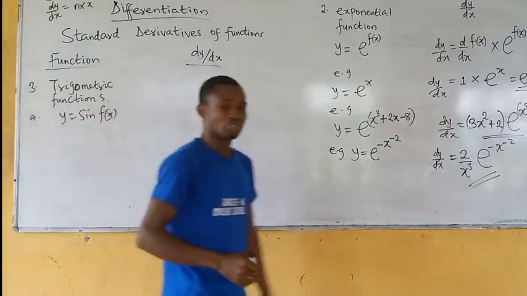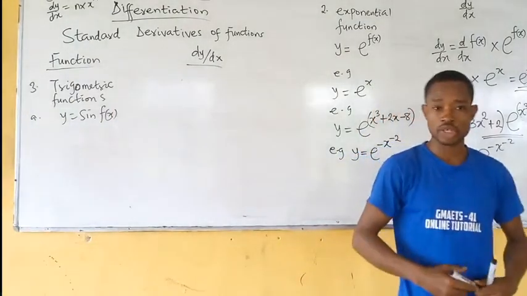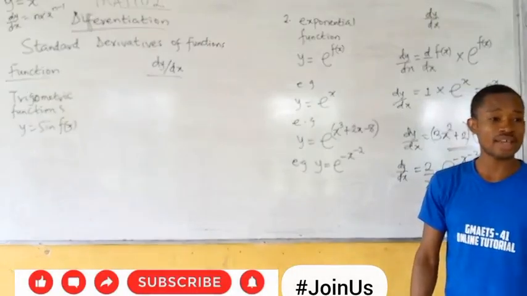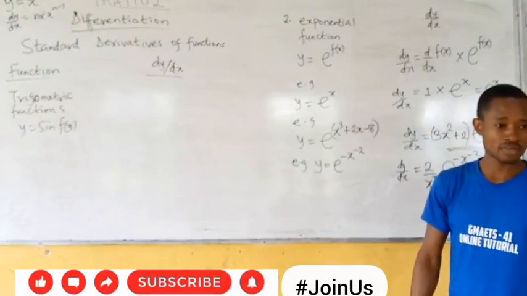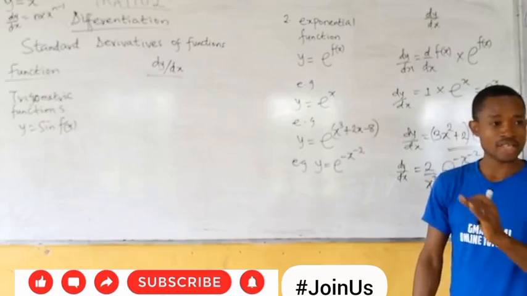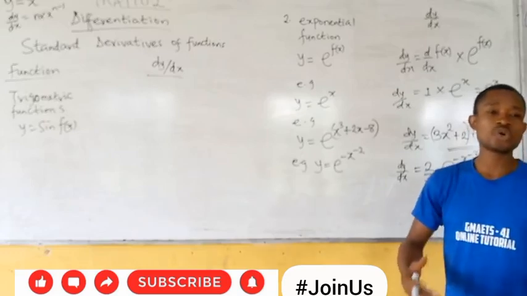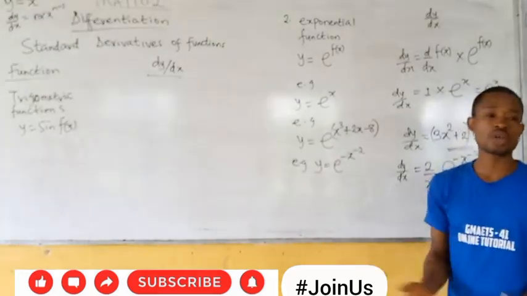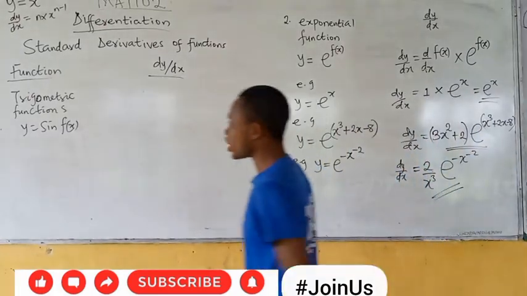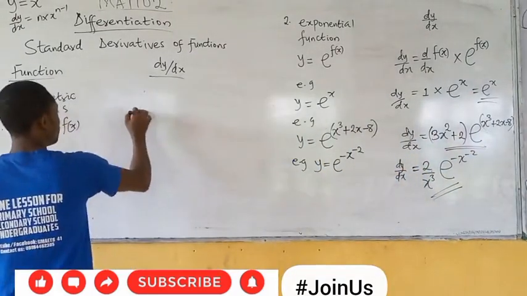So we are looking at trig functions, trigonometric functions. The first we are picking is sine f of x. What did I pronounce first? Sine. I pronounced sine, and then next I pronounced f of x. Like I told you, in all of the functions we are going to treat, f of x will be our minor. The major there, which is what I pronounced first, is sine.